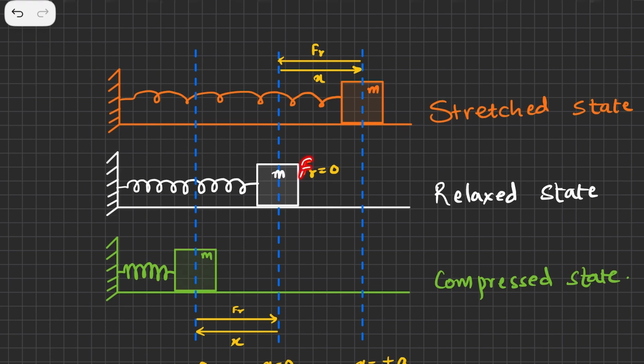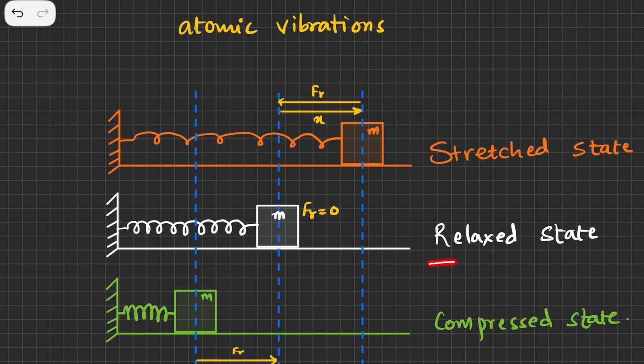So I can say that the restoring force is 0. Restoring force 0 means nothing is happening, the body is at rest, the net force is 0. So the body is in equilibrium. That's why it is called a relaxed state.